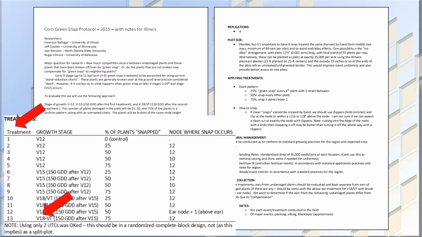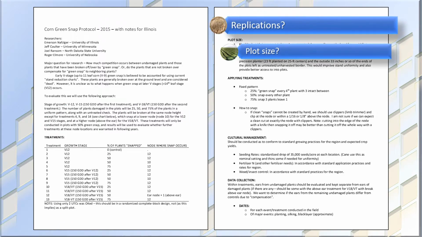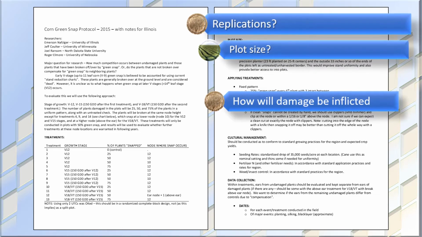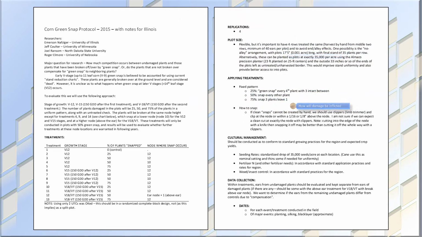Here we see that each treatment has a number for cross-reference, and that each treatment is a combination of the growth stage, or when the treatment will be applied, the percent of plants snapped, or what is to be applied, and where the snap is to occur. Next, we see that the number of replications is specified, as well as the plot size and how the treatments are to be applied to the plots. We will discuss these items shortly when we go to the field to implement the project.